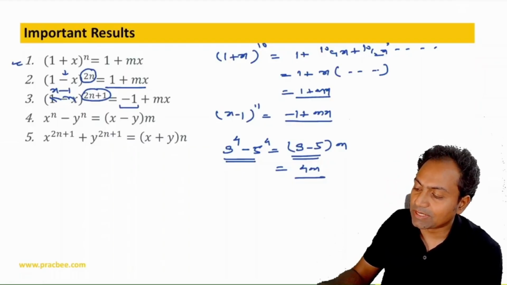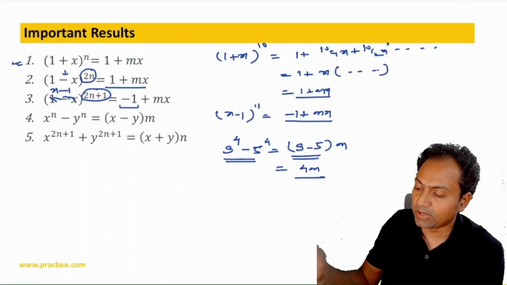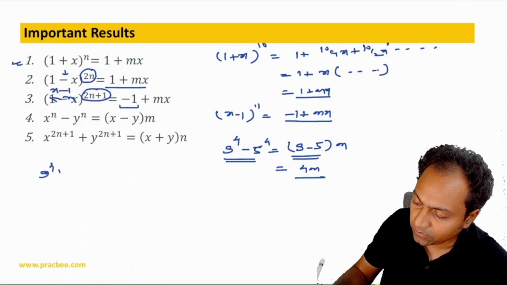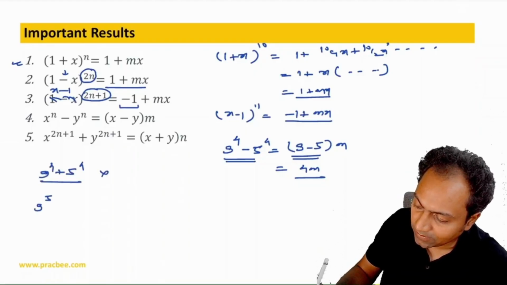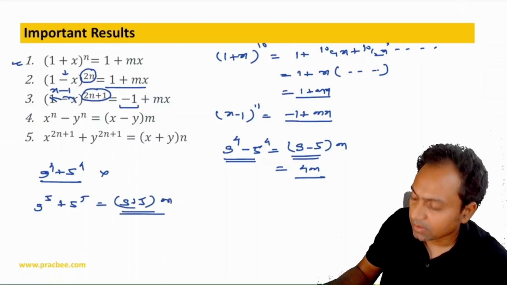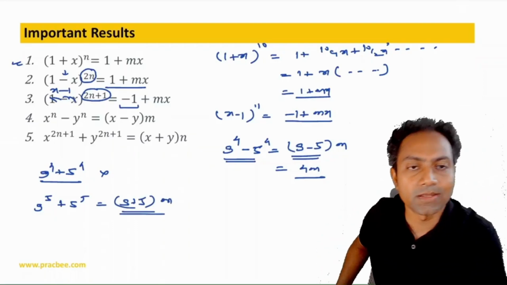And the last one says that here we have been doing it for the negative sign, so any value of n is fine, either even or odd. But if you want to apply this for the positive sign, like 9 raised to the power 4 plus 5 raised to the power 4, for this we have no result. But we have 9 raised to the power 5 plus 5 raised to the power 5. Then this is also a multiple of 9 plus 5. Now these results we are going to use in order to solve problems.